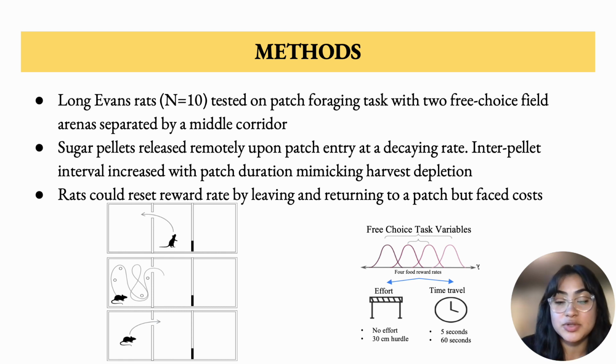Shown here again at the bottom to the right, we have the variables that we really wanted to control for. We had our 4 food reward rates, what we called our lambdas, and it really just showed the richer versus poor environments that a rat could encounter within any of the sessions. Then all 4 of those were included in our effort task, where there was a low effort, which meant that there was no hurdle that they had to climb over, or a high effort where they had to climb a 30-centimeter hurdle to get into a patch. And then for our travel time in the middle corridor, they had to wait in there for 5 seconds or 60 seconds, just to vary the time that it would take to travel to different patches in the wild.